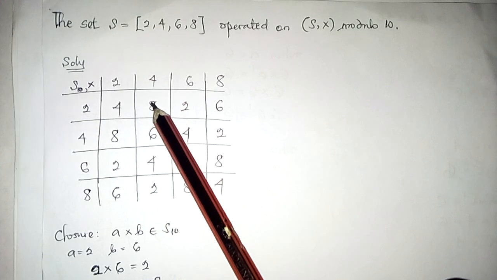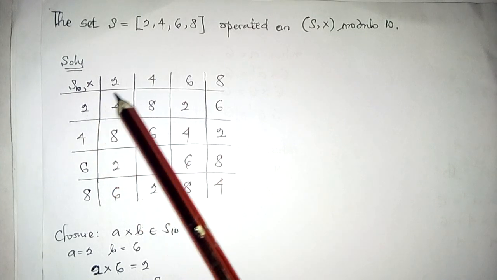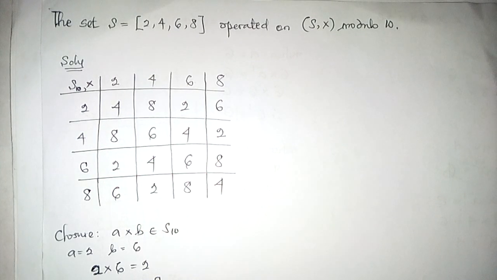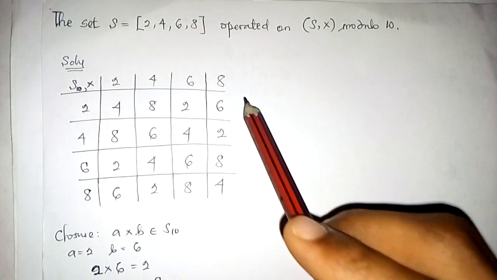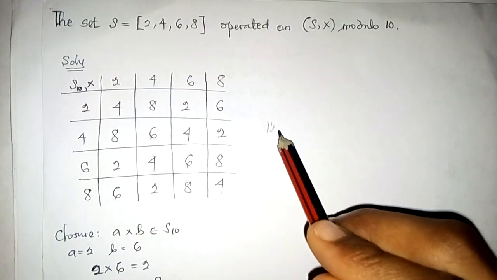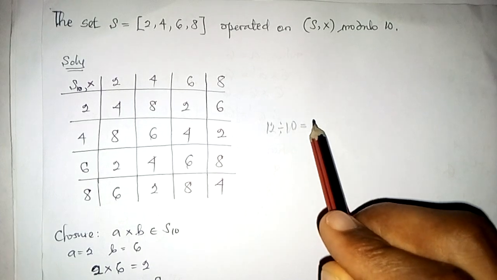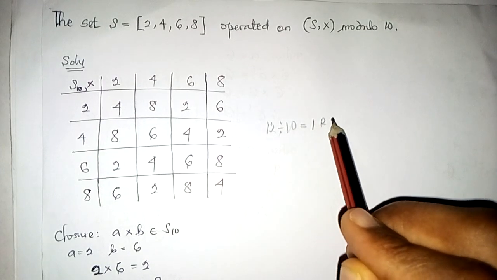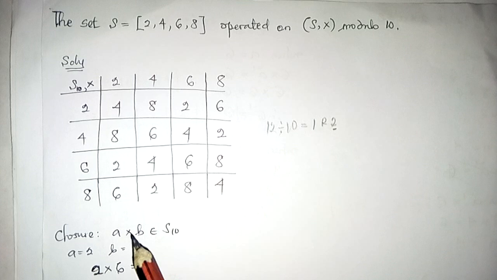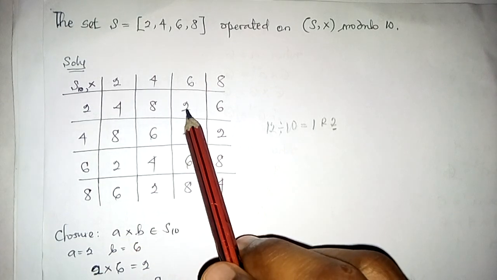Sorry, 2 by 4 gives us 8. And we have 2 by 6 gives us 2. Why is it like that? Remember, we need a modulo. So we say 12 divided by 10 is equal to 1 remainder 2. We bring in the remainder. Reasons why we have 2 here.